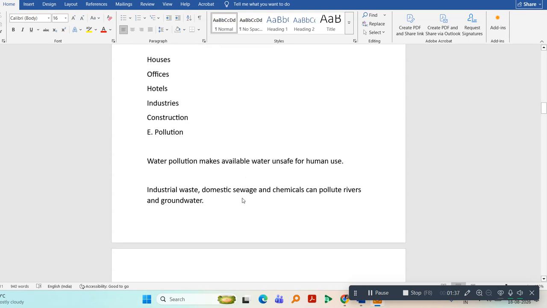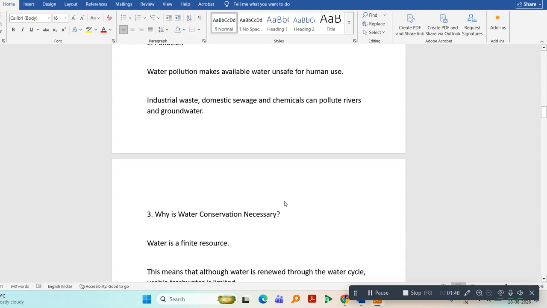Now let's talk about pollution. Water pollution makes available water unsafe for human use. Industrial waste, domestic sewage, and chemicals can pollute rivers and groundwater.